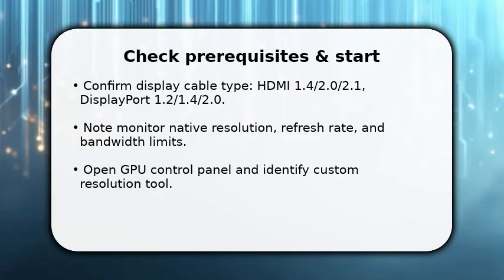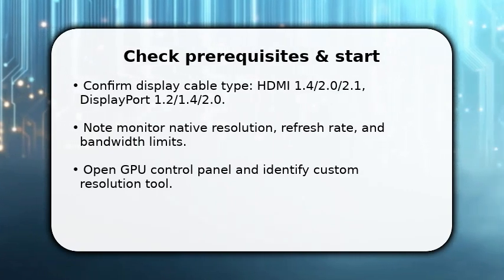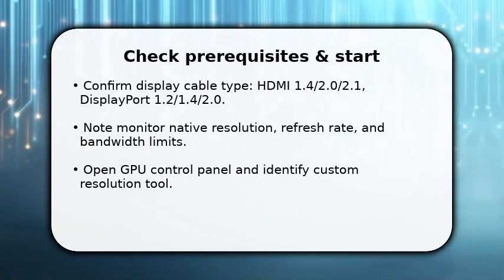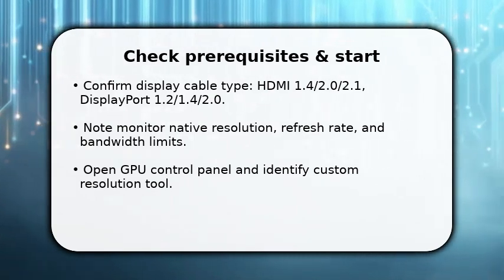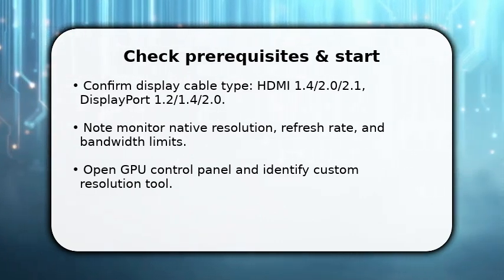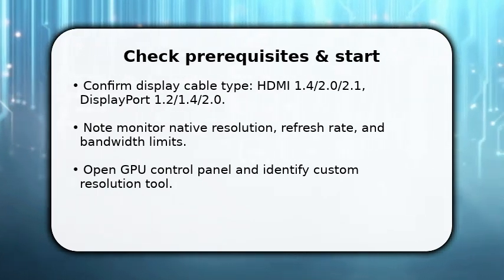Enjoy the video. You begin by verifying prerequisites so you don't chase the wrong fix. First, check your cable and port. HDMI 1.4 has lower bandwidth than HDMI 2.0 or DP 1.4. Then confirm the monitor's native resolution and max refresh rate because the custom mode must fit inside that bandwidth.